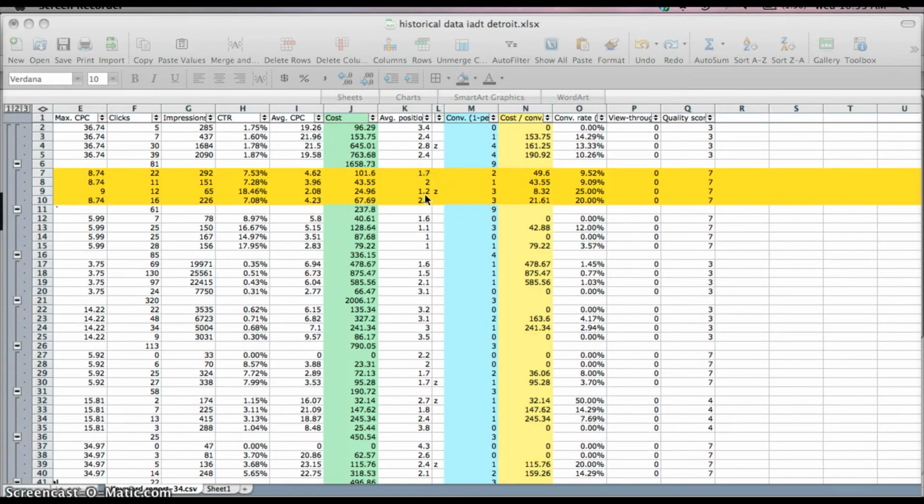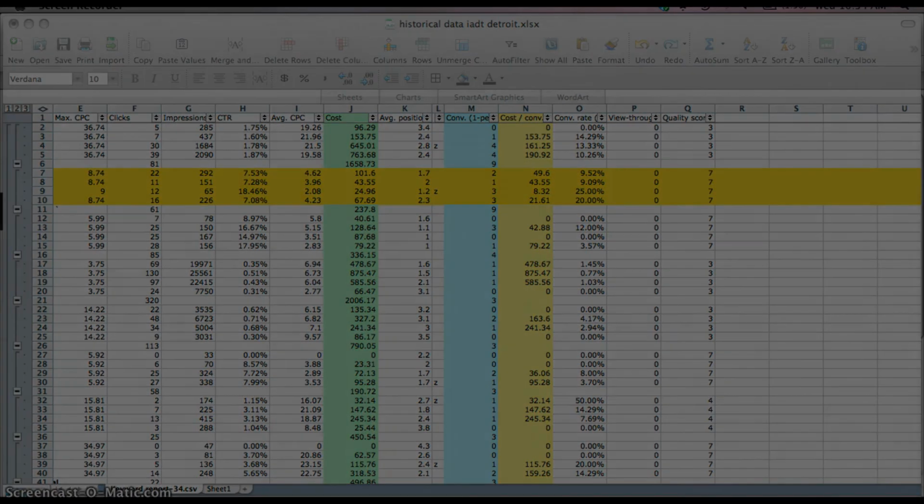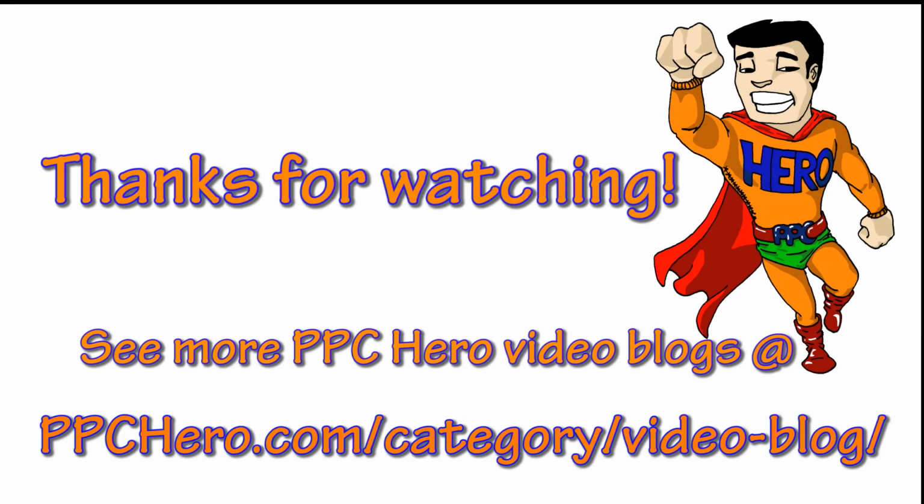This is by no means a way to approach all keywords, but is a great way to look at high traffic keywords that have suddenly performed in a very bizarre manner. So bid for the best performing average position and see your metrics improve.